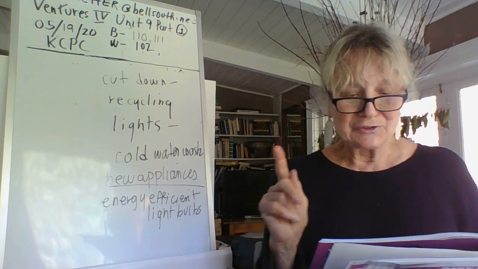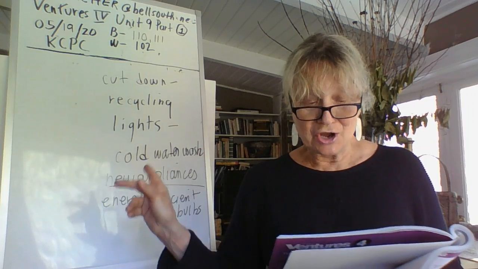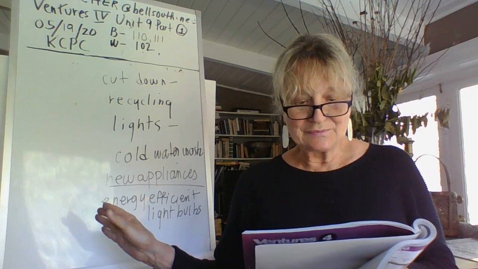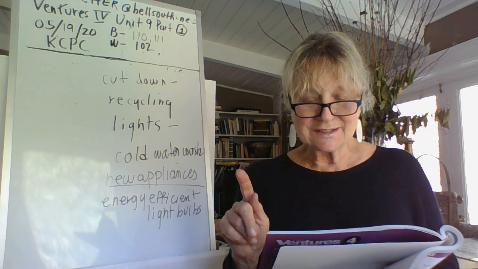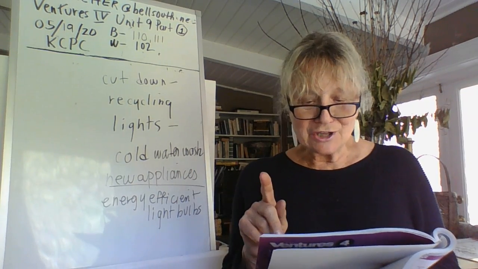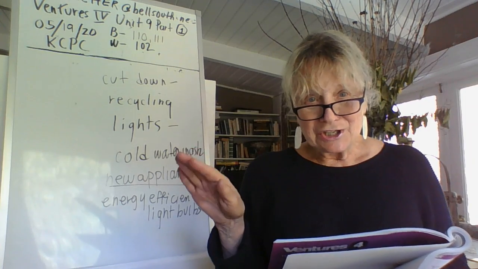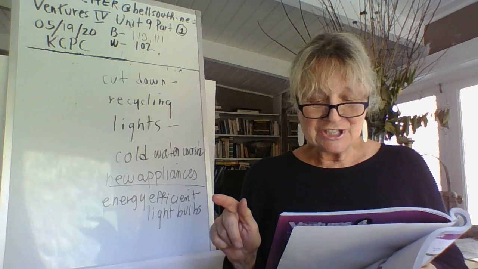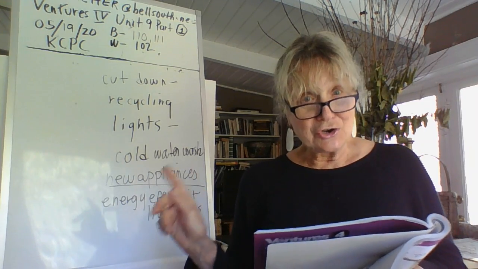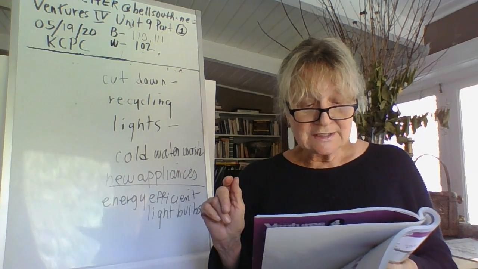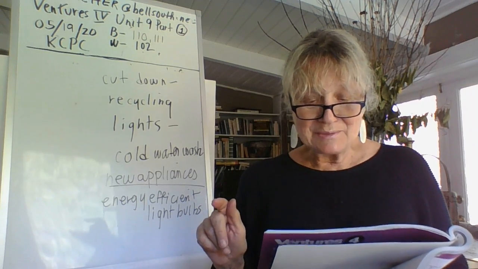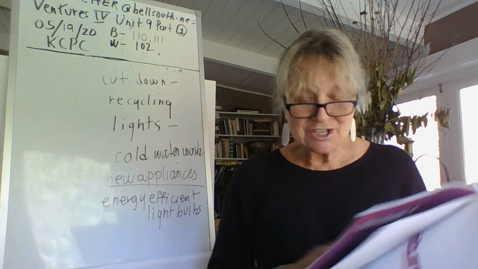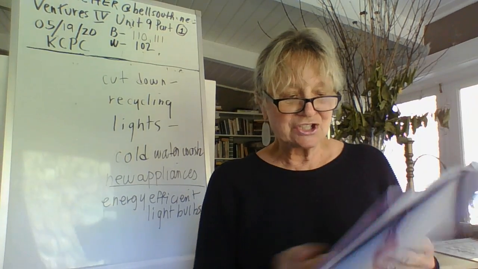Okay, so let's review. Cut down on driving? No. Recycling bottles and cans? Yes. Turn off unnecessary lights? Yes. Wash clothes in cold water? No at first, then yes. Buy a new washing machine or new appliances? No. Affordability. Energy efficient light bulbs? Yes. Okay, so here we go. Let's finish this page by doing section 3.